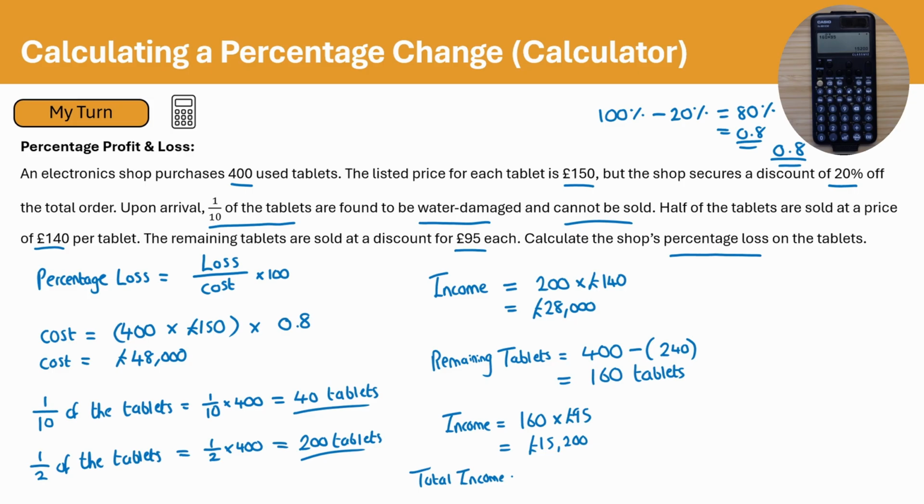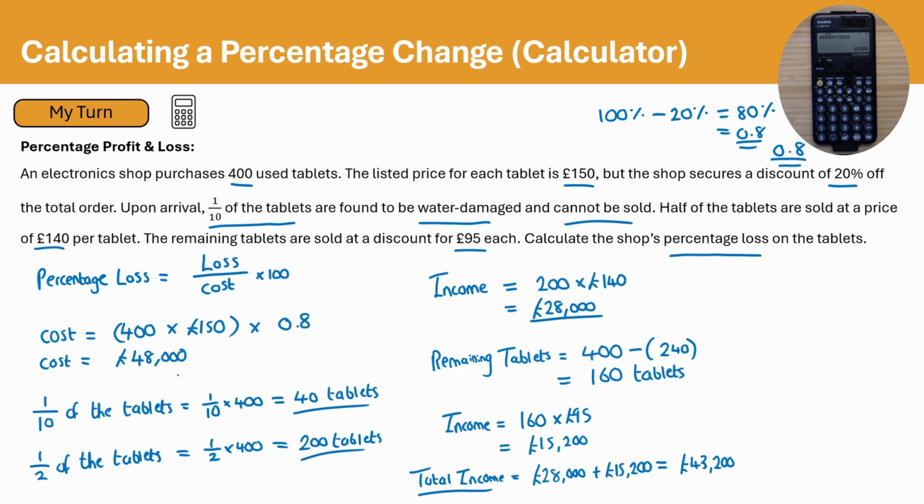We'll say our total income is what we got for the tablets above, so the £28,000. And then we're going to add on our £15,200. And we'll see what that gives us. So 28,000. Add on our 15,200. Gives us 43,200. We've worked out our total income.